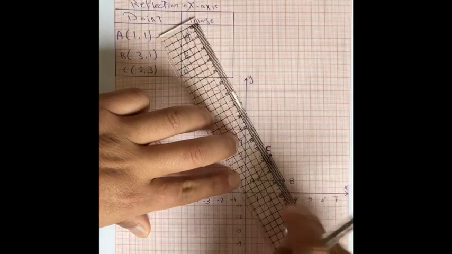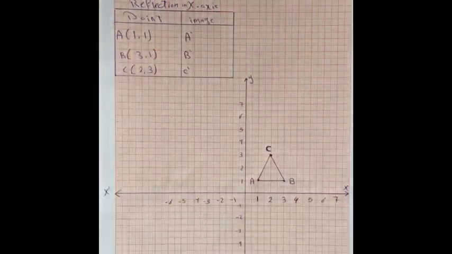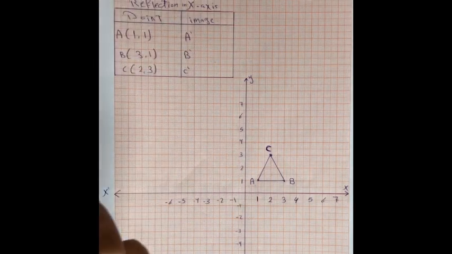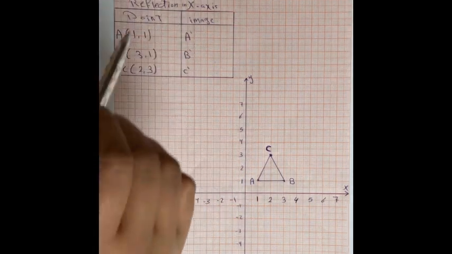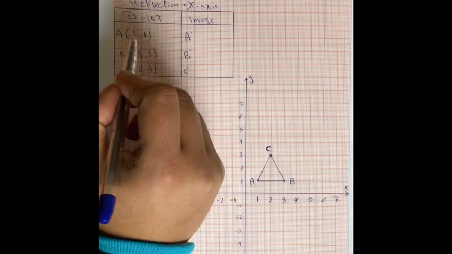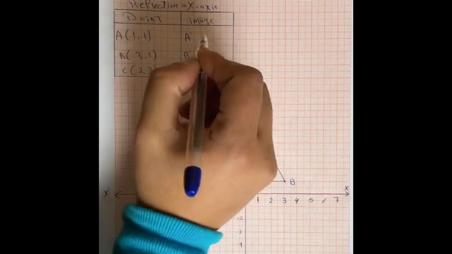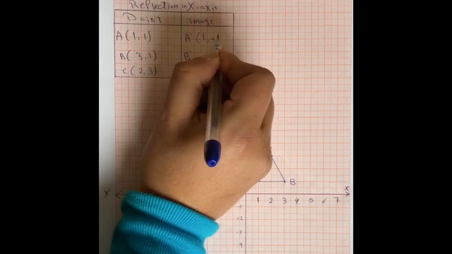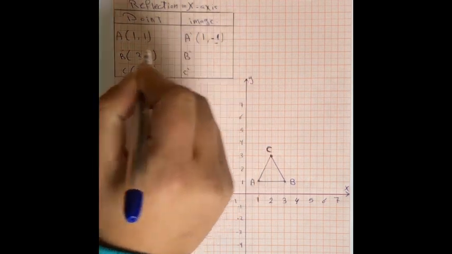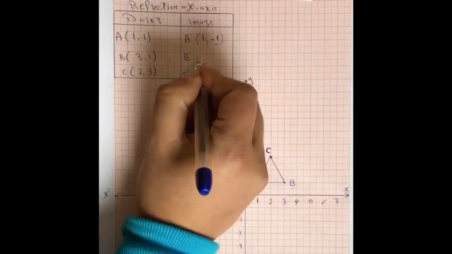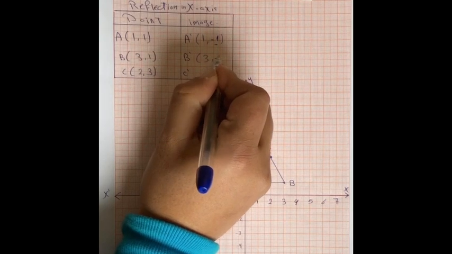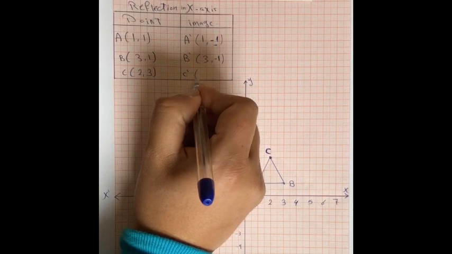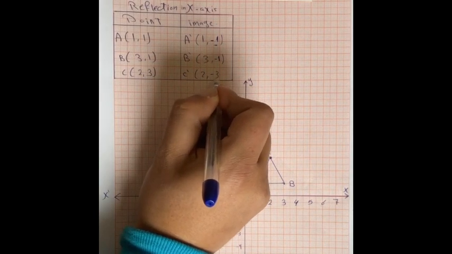After that, we find the image of the triangle by reflection in the x-axis. The meaning of reflection in the x-axis is that we change the sign of y. So A (1, 1), its image is going to be (1, -1). We change only y, okay? B (3, 1) is going to be (3, -1). And the last one, (2, 3), is going to be (2, -3).